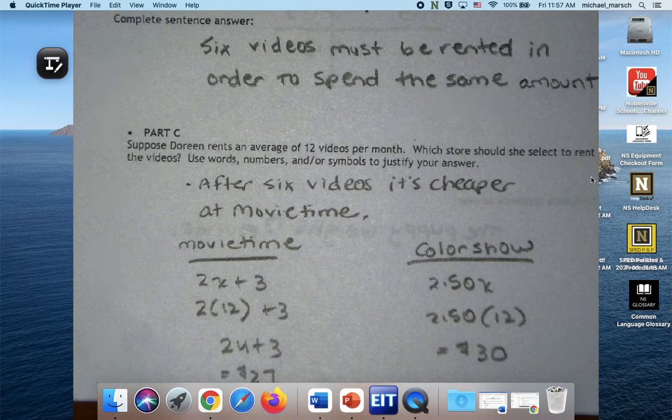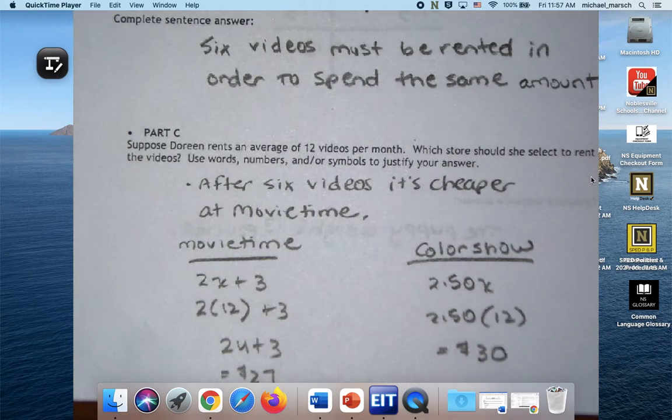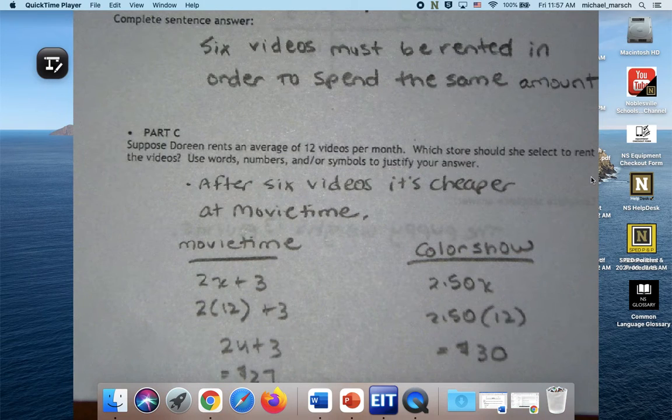So there's a lot of different ways you can justify. You can't just write Movie Time and think that I would give you full credit for that, because it says justify your answer. Prove it. Right? Questions about word problems with equations? Not so bad, right?